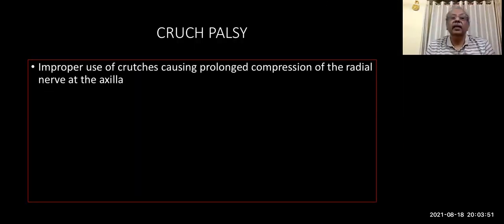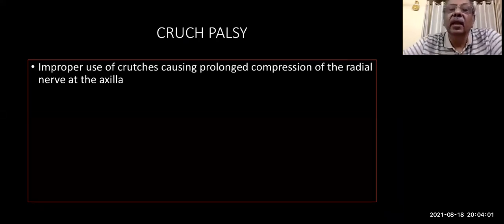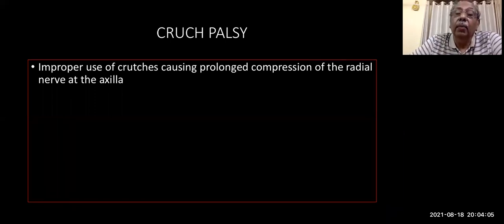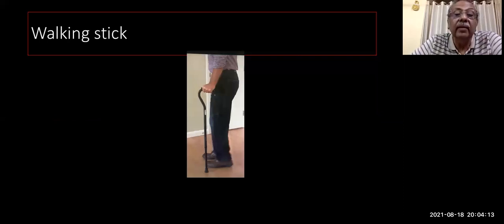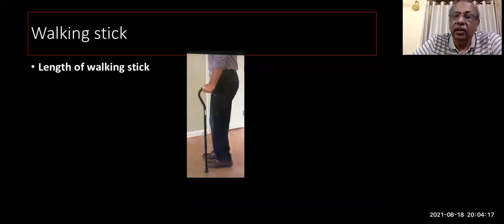Now, they may ask regarding crutch palsy, that is due to the improper use of crutches. So, if you put too much pressure on the crutch, on the axillary pad, then you will have a problem, usually pressure on the radial nerve at the axilla, or it can be a part of the brachial plexus that will get affected.